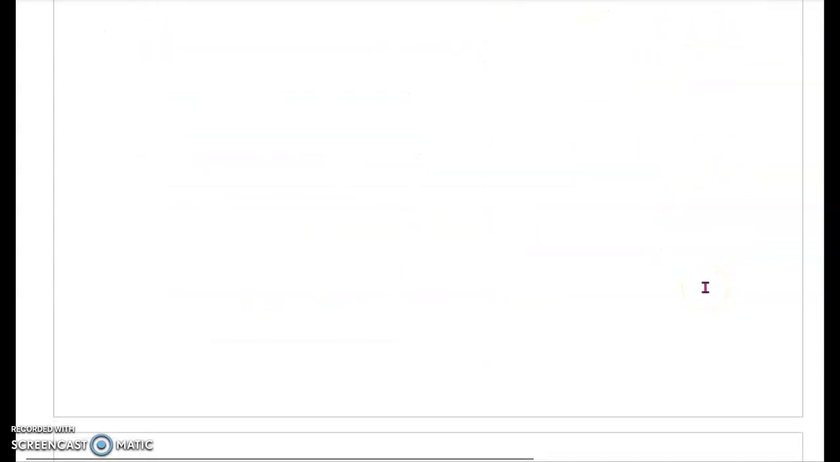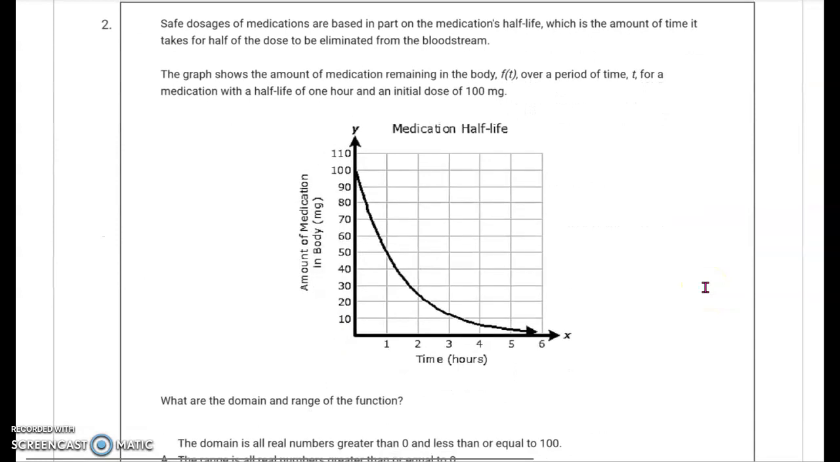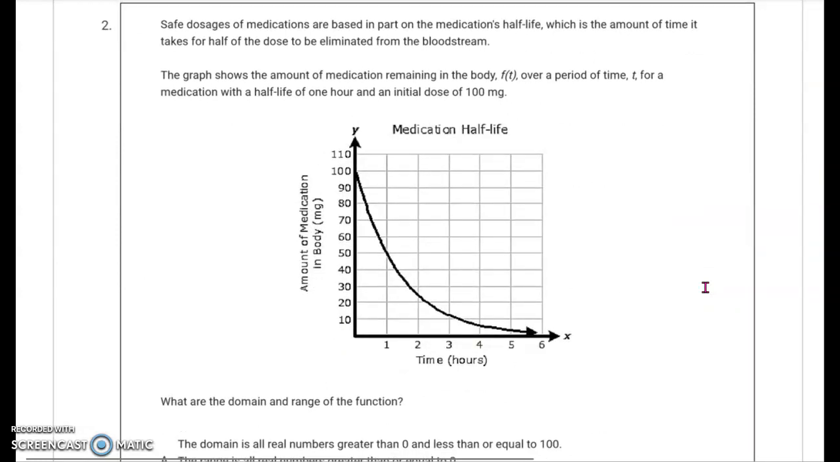Number 2. Domain and range. This one's interesting. Because it's a real world problem, we can't have all real numbers. So remembering, our domain are the x's. Now our x's, if you look at this point here, which is at (0, 100), 0 is the smallest x value. But it does go on forever, so it includes all positive x values. So our x's are all greater than or equal to 0. There can't be negative hours.